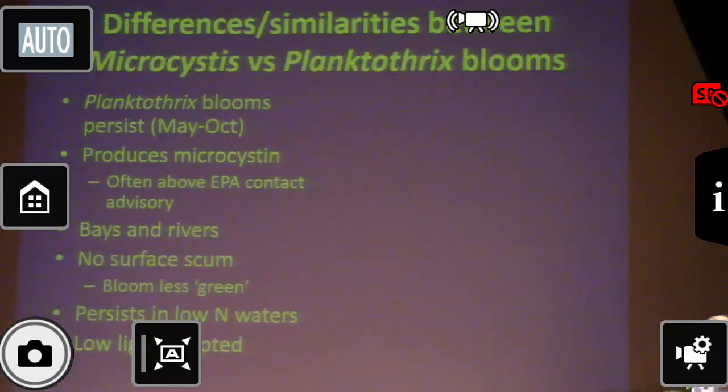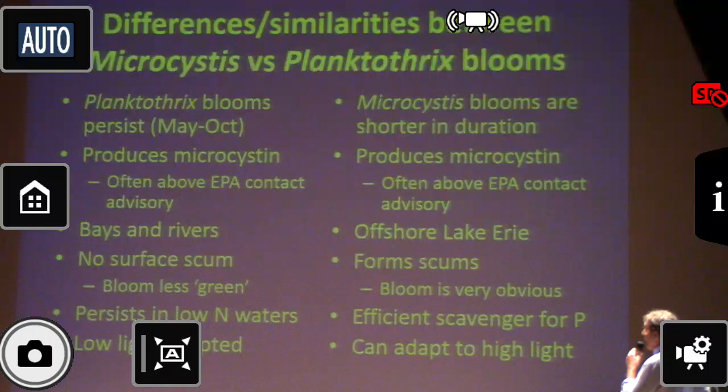Now, if we look at the differences between the Microcystis and Planktothrix blooms, everything pretty much on this list is different except for the second point here. They both produce microcystin, typically above the EPA and WHO contact advisories. The Planktothrix blooms are of longer duration. They're nearshore environments. They produce no surface scum. The bloom is less green, however, it's just as toxic. And they tend to persist in low nitrogen waters, and they're low light adapted.